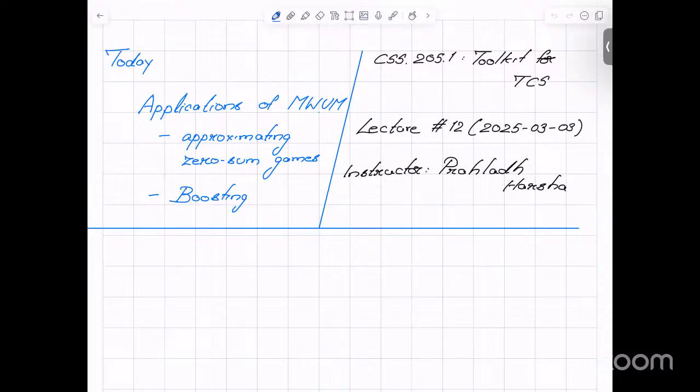Okay, so let's get started. Let's post the notes anyway. They can look it up. So what did we see so far?